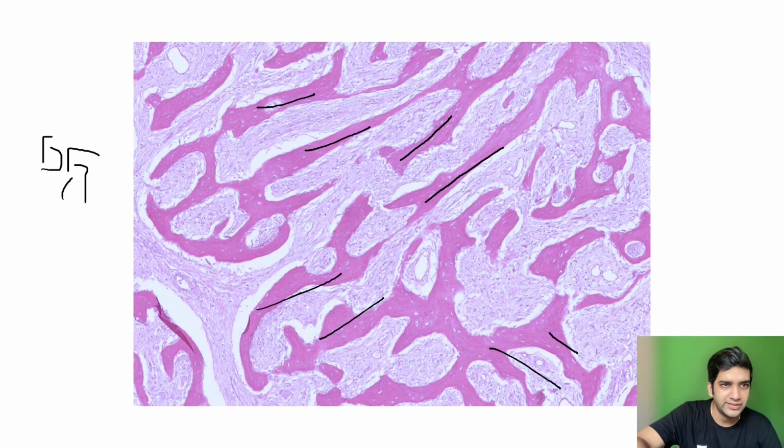They'll not be parallel with each other. That's how it is, right? They are very architecturally distorted. They'll be curvilinear, C-shaped, S-shaped. Here also I'm having C and S-shape, but predominantly, if you look, they are parallelly arranged. So when you see a lesion with thin trabeculae, predominantly of woven bone, parallel to each other, I want you to keep one more differential diagnosis along with fibrous dysplasia.